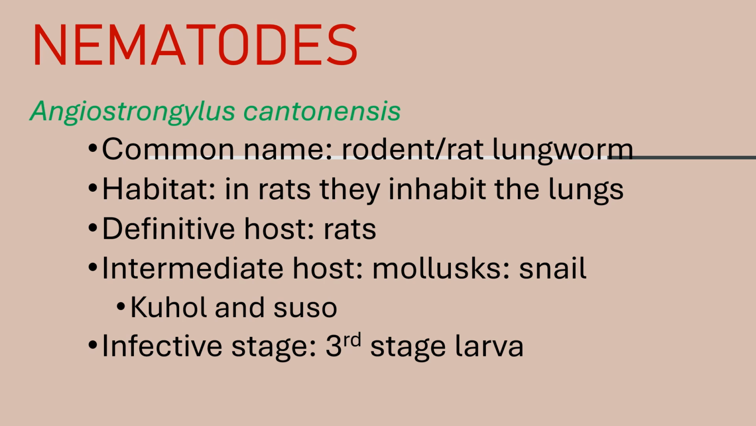As for the definitive hosts, the rats. And the intermediate hosts are mollusks, your snails or slugs. You have your kuhol and your suso. They are the intermediate hosts of Angiostrongylus cantonensis. The infective stage to humans is the third stage larva.